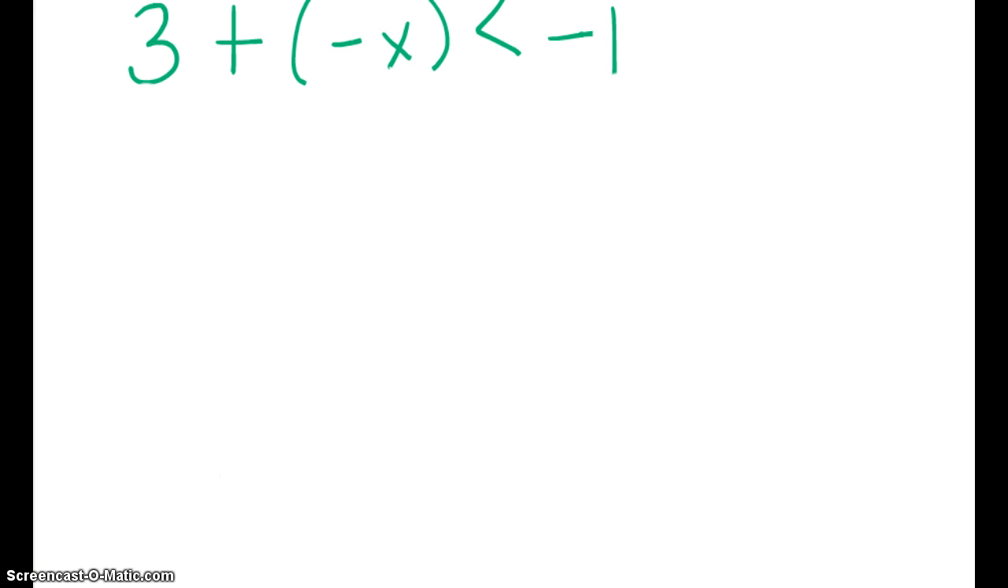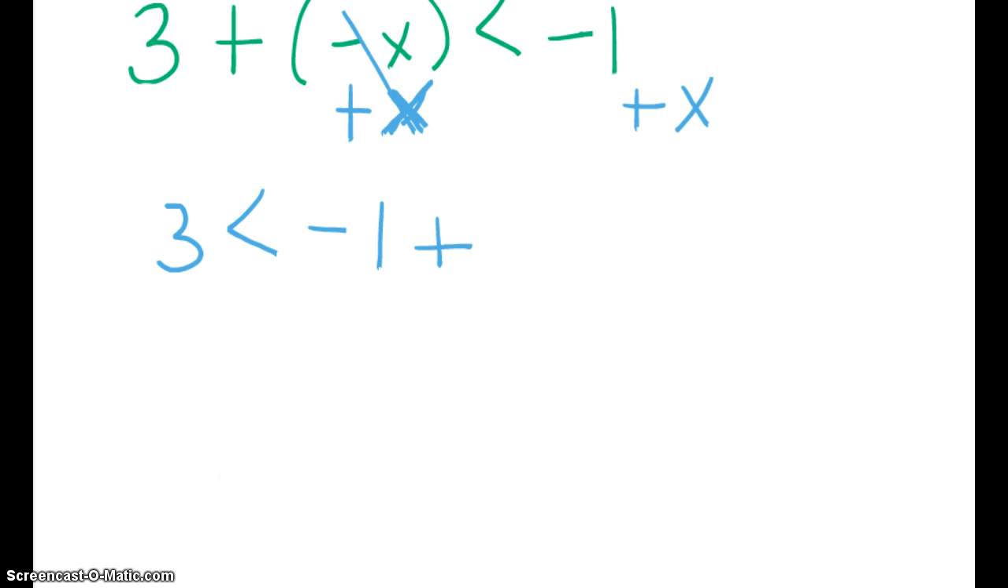I'm going to go back and I'm going to show you what else I could have done. I could have gotten my x's all on the right. That way I don't have to divide by a negative, but the answer is still going to come out the same, because my negative x and my positive x will still zero out. So I'm left with 3 is less than negative 1 plus x. So add 1 and add 1. So I still have 4 is less than x. It came out the same way, I just went about it two different ways.